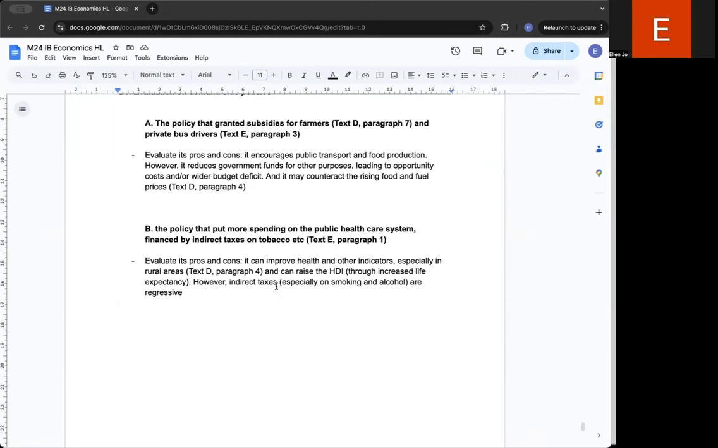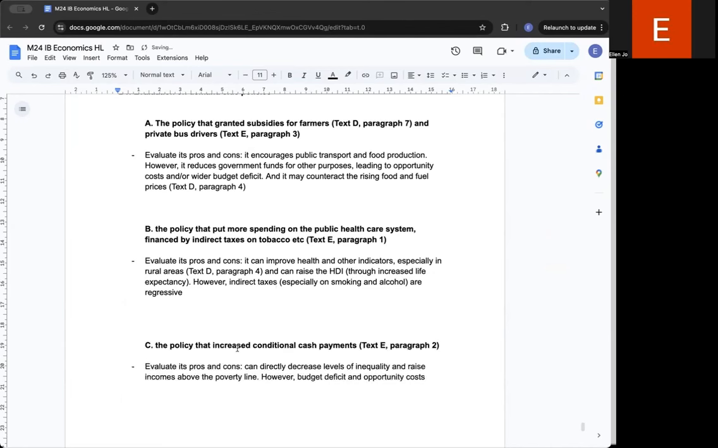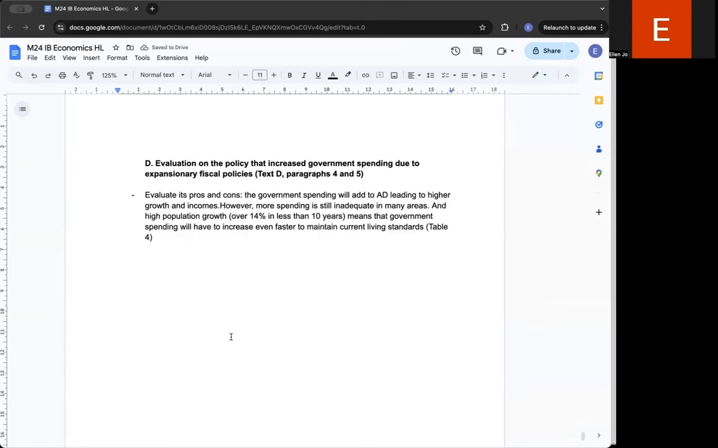Next, you evaluate the policy that put more spending on the public healthcare system, which is financed by indirect taxes on tobacco. Just like the first policy, you put some evaluation mentioning some pros and cons of this policy. Thirdly, there is a policy that increased the conditional cash payment. Do not forget to evaluate its pros and cons with references. The last demand-side policy to be evaluated is the policy that government increased its spending as a form of expansionary fiscal policies. You can finish your body one with its own pros and cons.